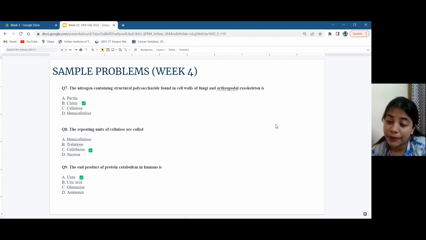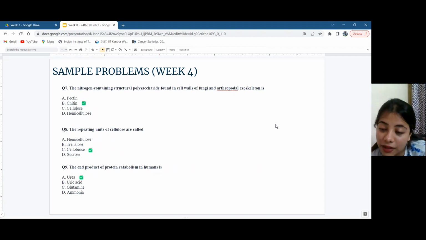So upon completion, catabolism of course means the breakdown. So when proteins are completely broken down in human beings, it ultimately leads to the formation of urea. You will also find this in the lecture notes, and it's extensively discussed in detail.